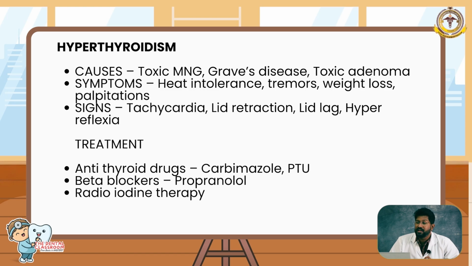There will be ocular symptoms. In Graves', the eye signs are predominant, like lid retraction and lid lag. Then a hyperreflexic state can be there. All these symptoms can be there in hyperthyroidism. Predominantly what you need to give is anti-thyroid drugs. Commonly used are carbimazole and propylthiouracil. Beta blockers like propranolol are also used to decrease the symptomatic effect. Radioiodine therapy is also used to bring the patient to the euthyroid state.